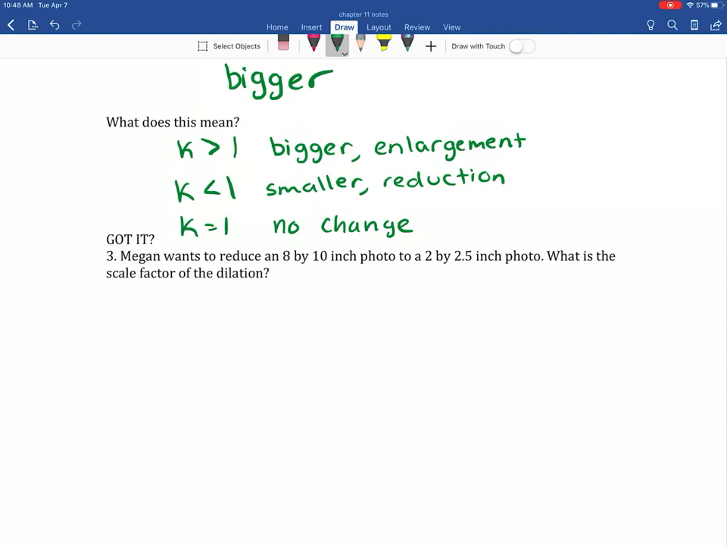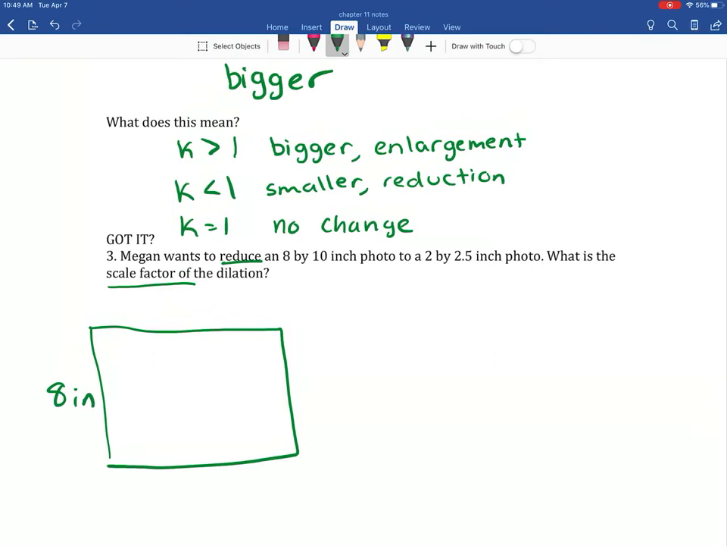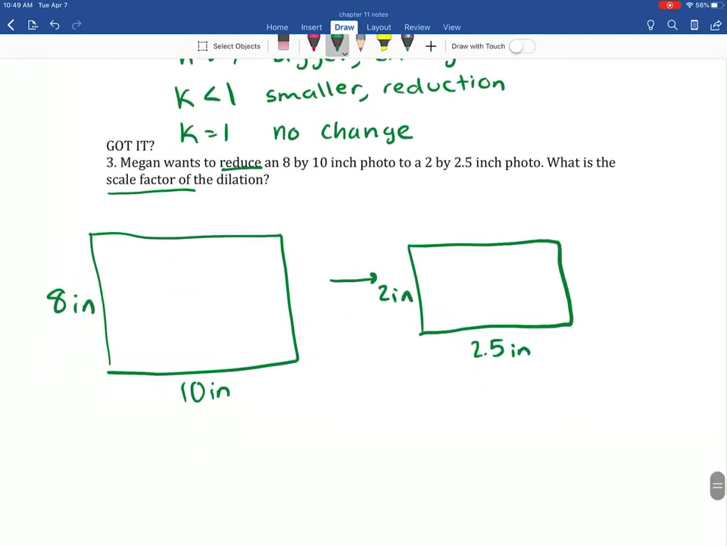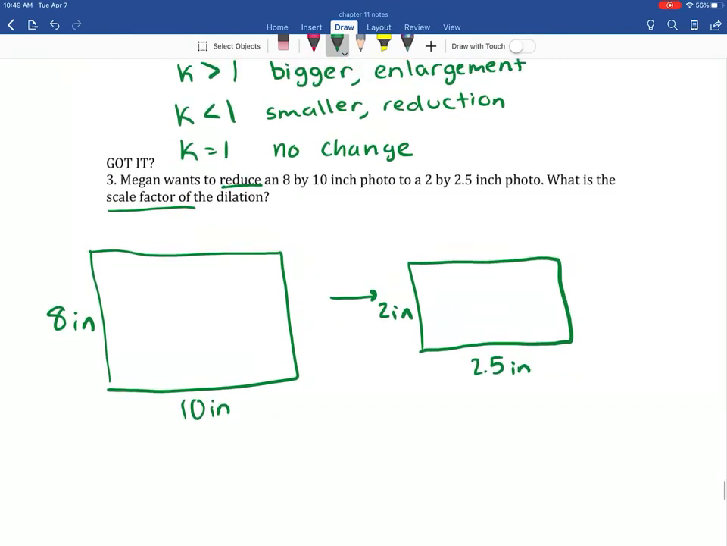So let's try one without coordinates. Megan wants to reduce, so you know it has to get smaller, an 8 by 10 inch photo to a 2 by 2.5 inch photo. What is the scale factor of dilation? So if I have this first photo, it's 8 inches by 10 inches. And she wants it to get smaller to become 2 inches by 2.5 inches. They want to know what the scale factor is. Well, we just wrote up above that in order for something to get smaller, my scale factor has to be smaller than 1. My k must be smaller than 1 in order for it to get smaller.